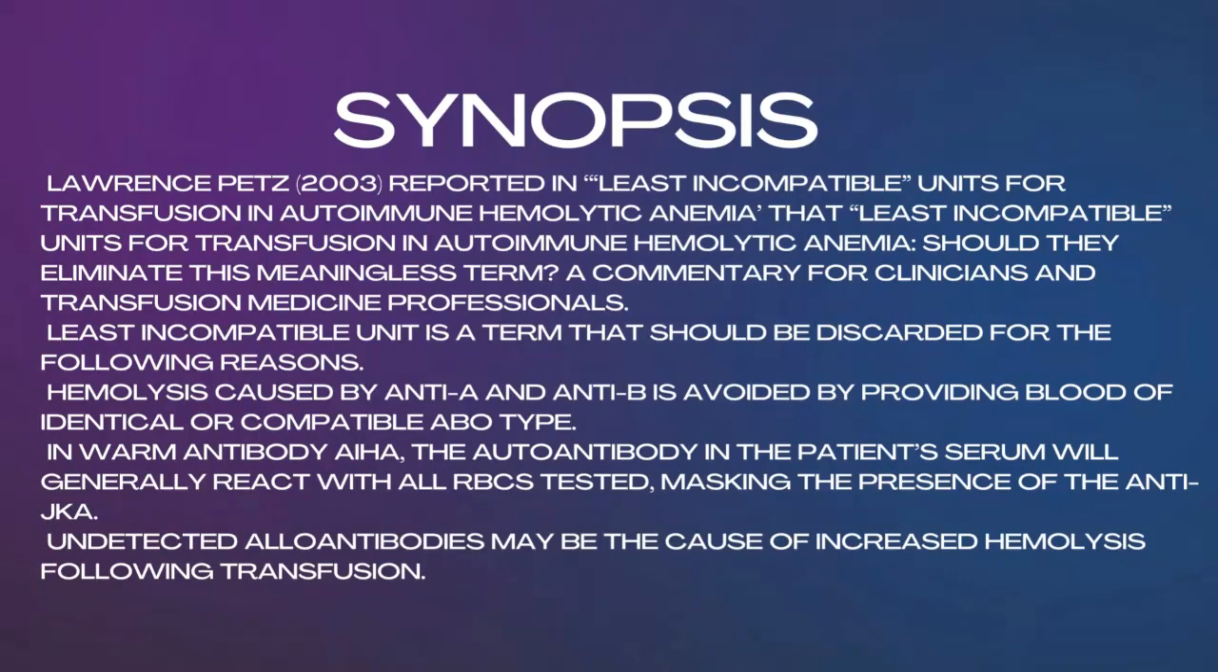Hemolysis caused by anti-A and anti-B is avoided by providing blood of identical or compatible ABO type. In warm antibody AIHA, the autoantibody in the patient's serum will generally react with all RBCs tested, masking the presence of the anti-JKA. Undetected alloantibodies may be the cause of increased hemolysis following transfusion.